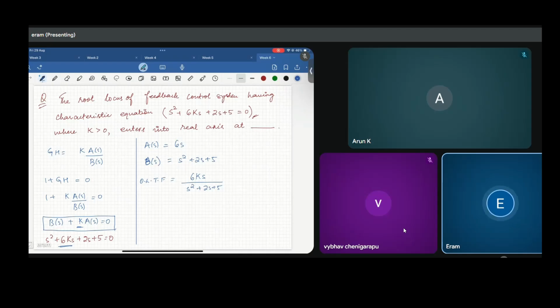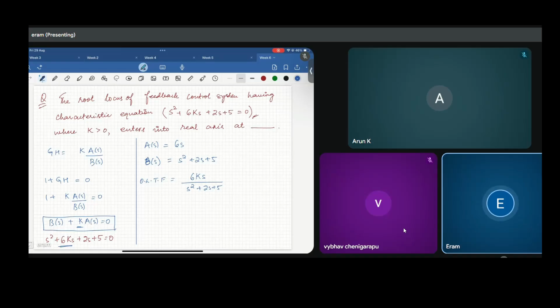So we know that the root locus starts at open loop poles and it terminates at open loop zeros. The zero in this case is s equals 0, so it will terminate at s equals 0. The question is at which point it will enter the real axis.